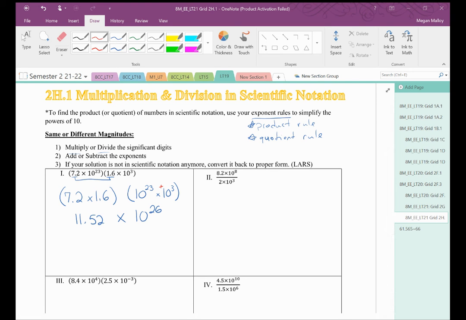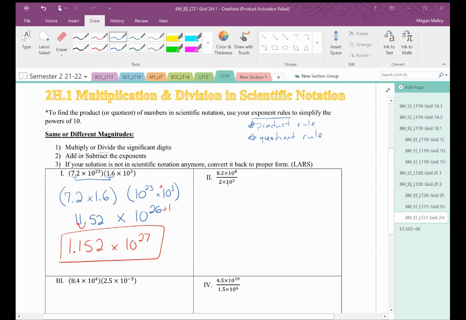Now I notice that my 11.52, my significant digits, are not in scientific notation. They're not between 1 and 10. So I do need to move my decimal. I'm going to move my decimal one place to the left, which according to LARS, left, add, right, subtract. So since I'm moving left, I'm going to add 1 to my exponent. And so my final answer in scientific notation is 1.152 times 10 to the 27th power.